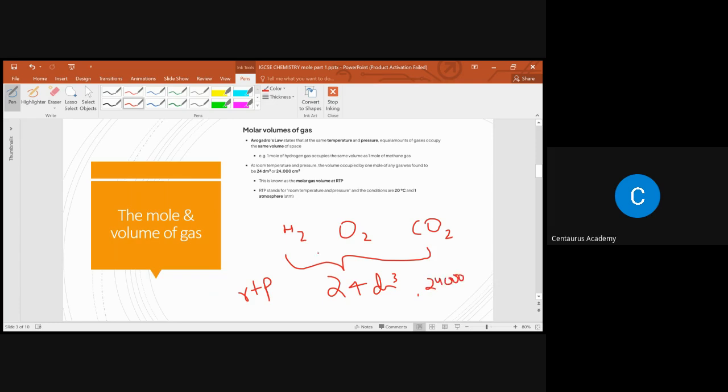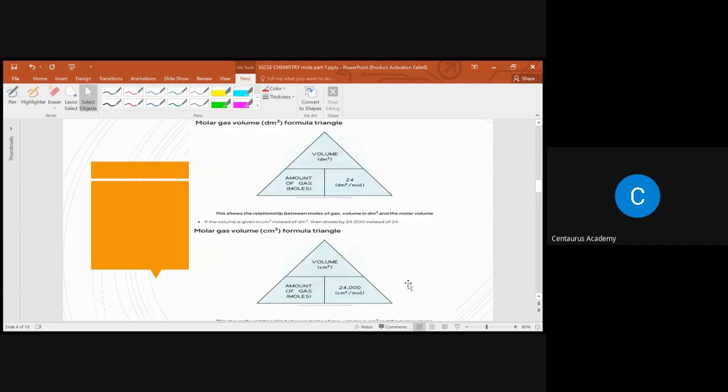All the same number of moles of any particular gas will occupy the same volume, and that will be referred to as its molar gas volume. So the molar gas volume means the volume which is occupied by 1 mole of any gas. At room temperature and pressure, it would be 24 decimeter cube or 24,000 centimeter cube. Clear? Yes, are we clear?